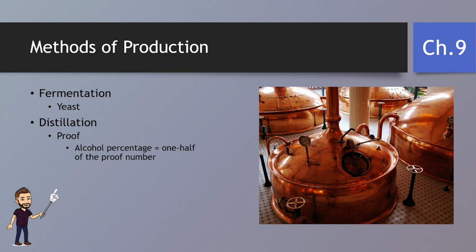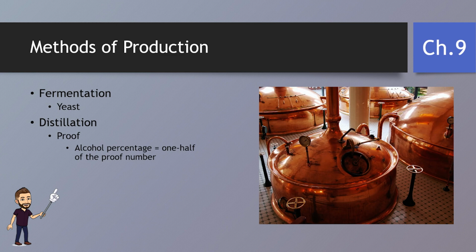This is where we get that idea of proof from, where the percentage of alcohol in a drink is equal to about half of the proof number. That's where that proof number comes from. It's a formula that is used. So for example, if we had a 90 proof whiskey, it would have about 45% alcohol content within it.